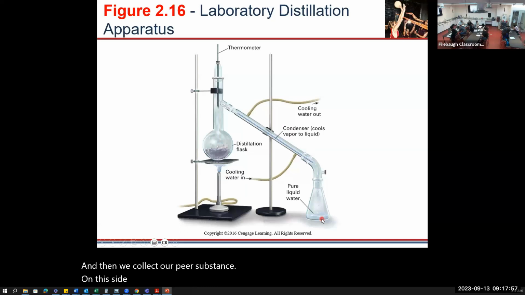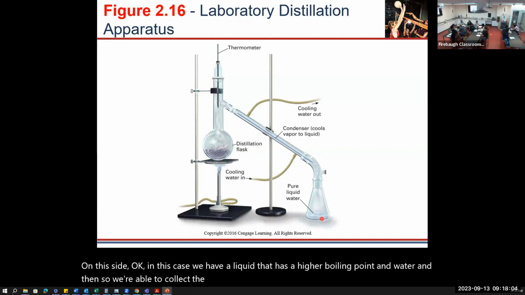Okay, in this case, we have a liquid that has a higher boiling point and water. We're able to collect the water because it has a lower boiling point, so it's going to boil first.